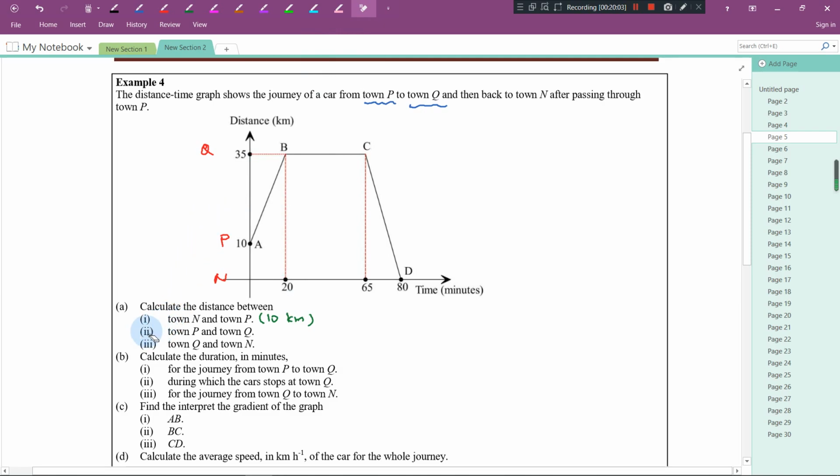Okay, let's go to part 2. Town P and town Q. What's the distance here? 35 minus 10, which will give you 25. Okay, now let's proceed to the next part. Q and N. How many kilometers here? From here, this is 0. And here, 35, right? 35 kilometers.